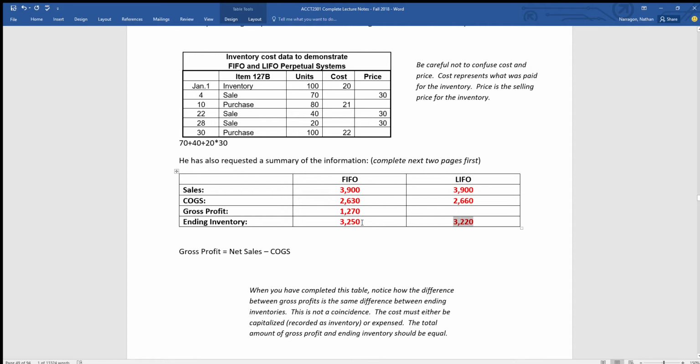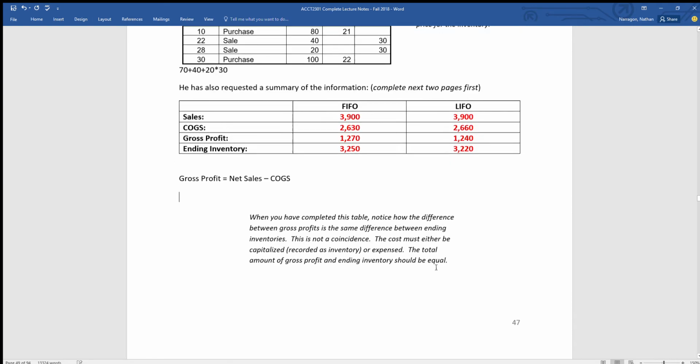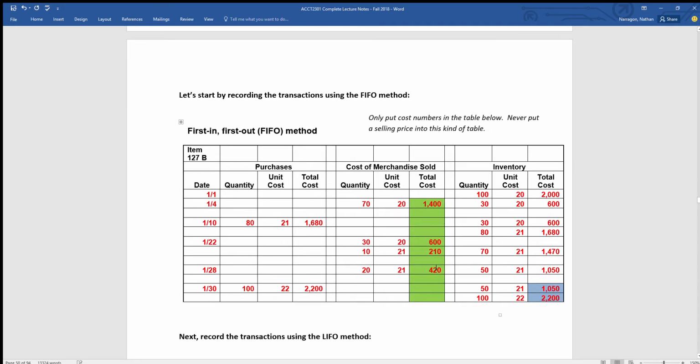Notice that it's pretty much the same amount if we take the differences. This went higher by 30 bucks, this went lower by $30. That tends to happen if you compare the two. And then of course we find our gross profit, which again is taking our sales minus our cost of goods sold that we found, and that gives us $12.40. So that's using our example.